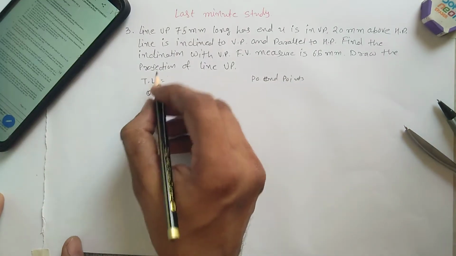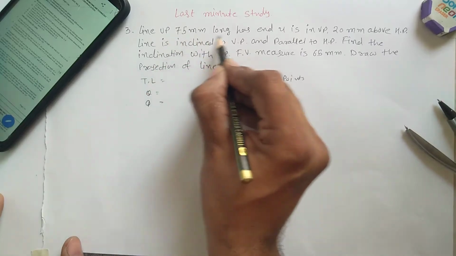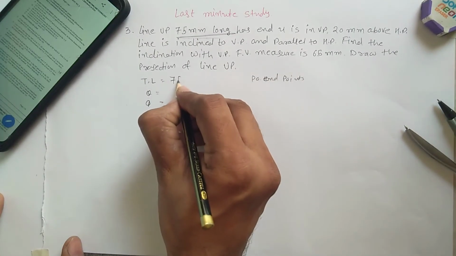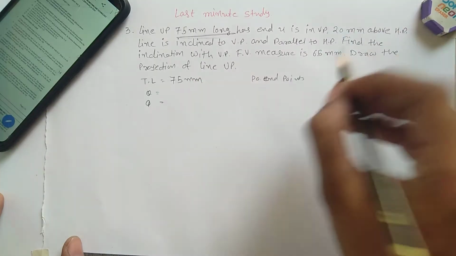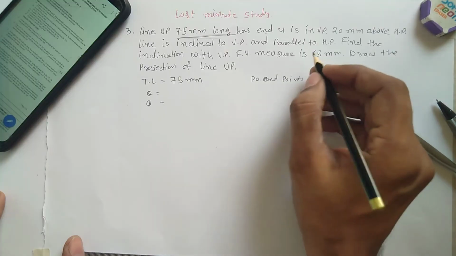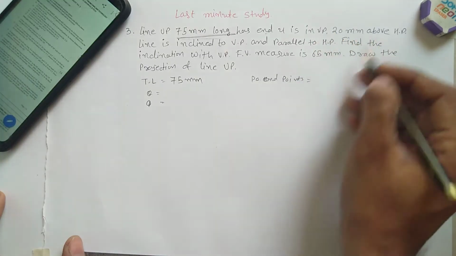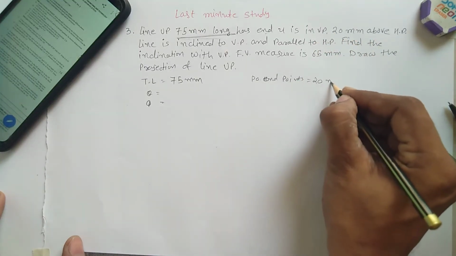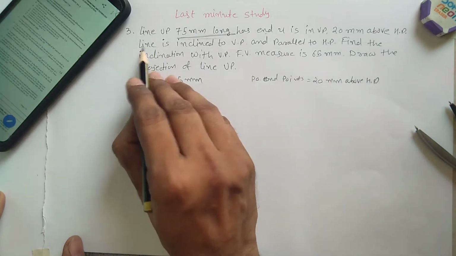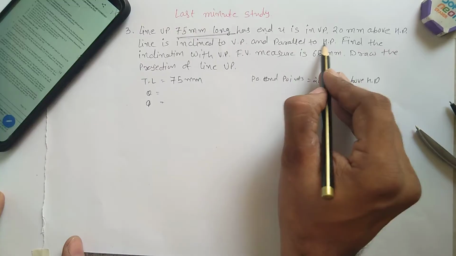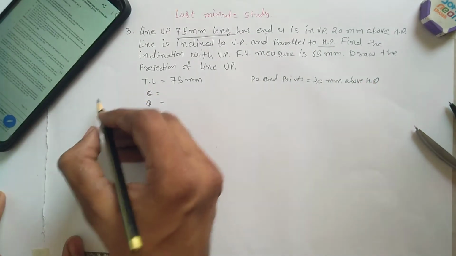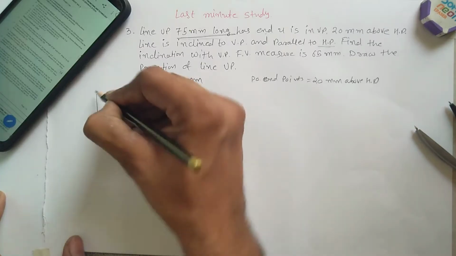Position of endpoints. The line UP is 75 mm long, that means true length is given to you, 75 mm, and U is in the VP. So one position is given, that is in the VP, and 20 mm above HP. The line is inclined to VP and parallel to HP. So the structure of the line looks like this.